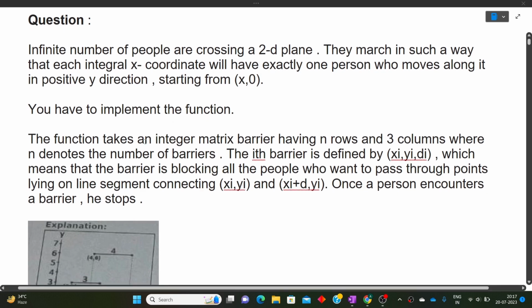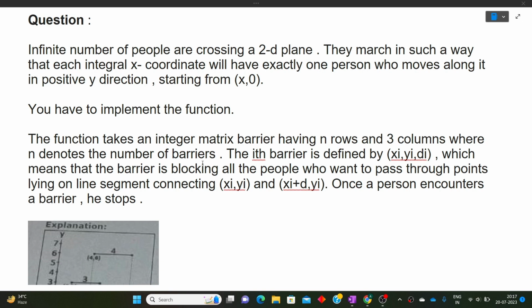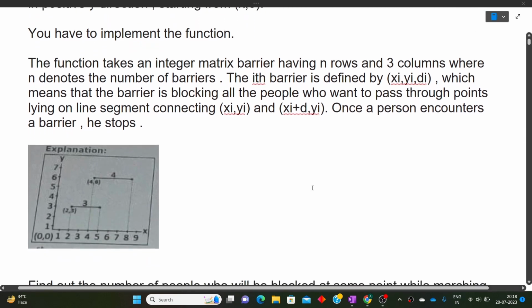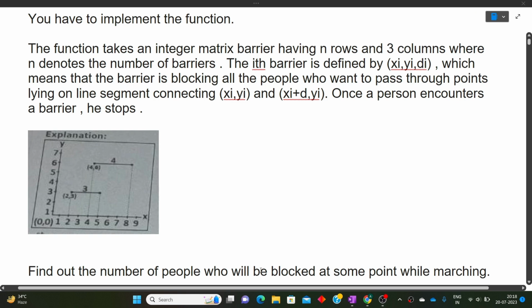The function takes an integer matrix barrier having n rows and 3 columns, where n denotes the number of barriers. The ith barrier is defined by xi, yi, di, which means that the barrier is blocking all the people who want to pass through points lying on the line segment connecting xi, yi and xi plus di, yi. Once a person encounters a barrier, he stops. So you will have to find out the number of people who will be blocked at some point while marching.